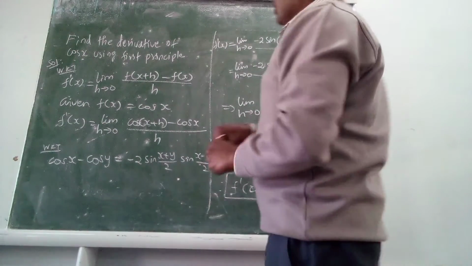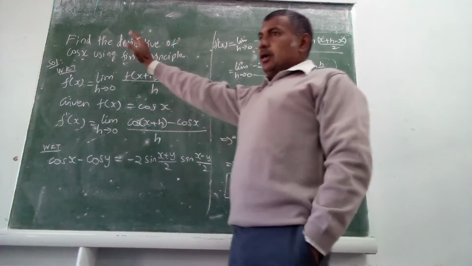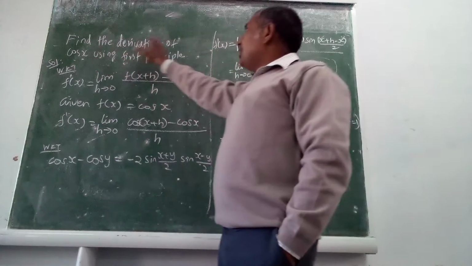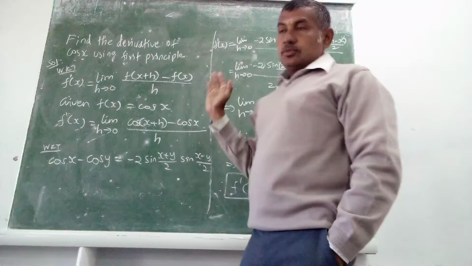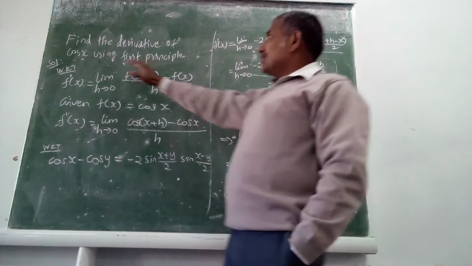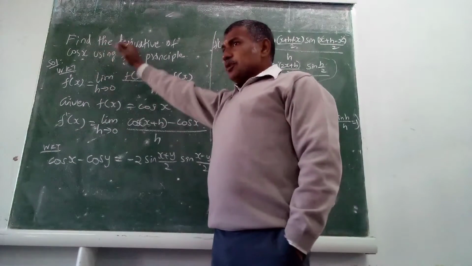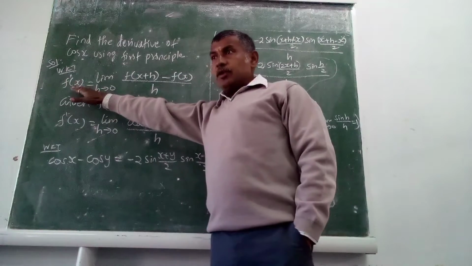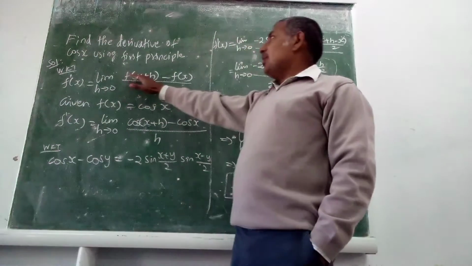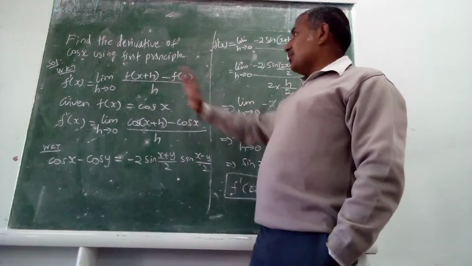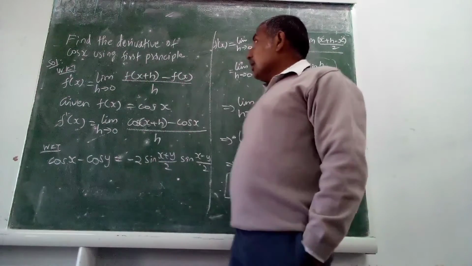Okay, students, listen to this question and let us solve it. Find the derivative of cos x using first principle. Here is given cos x. First principle means finding the derivative, that is f dash of x equals limit h tends to 0 of f of x plus h minus f of x by h. This is first principle.